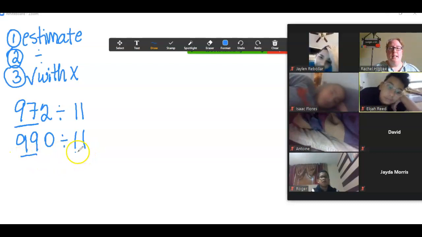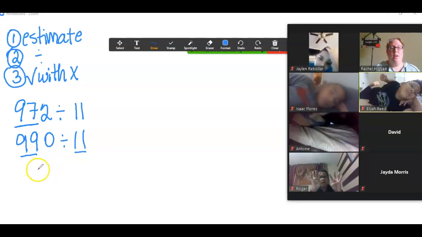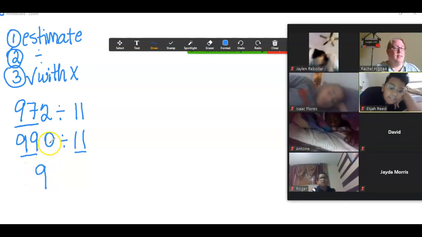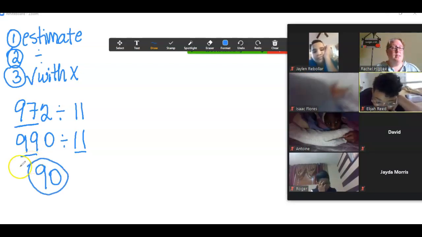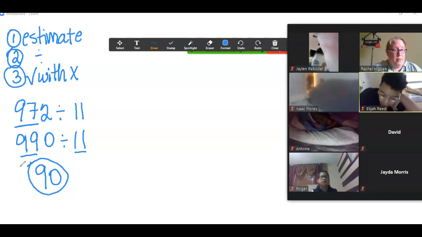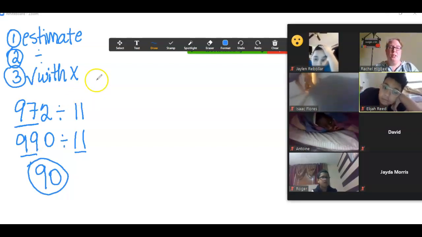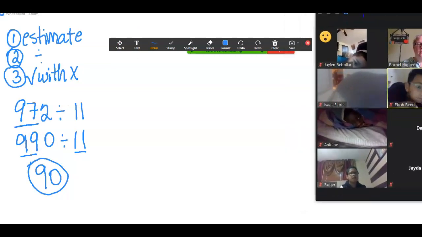So what is 99 divided by 11? Good, Roger. Roger's holding up his hand. He's saying 9. Good. Okay. And then I still have this 0, and I have to have that as part of my estimate. So I'm saying that my estimate is somewhere around 90. Okay. Everybody with me? Any questions so far? Yes or no questions, Elijah? No. Okay.